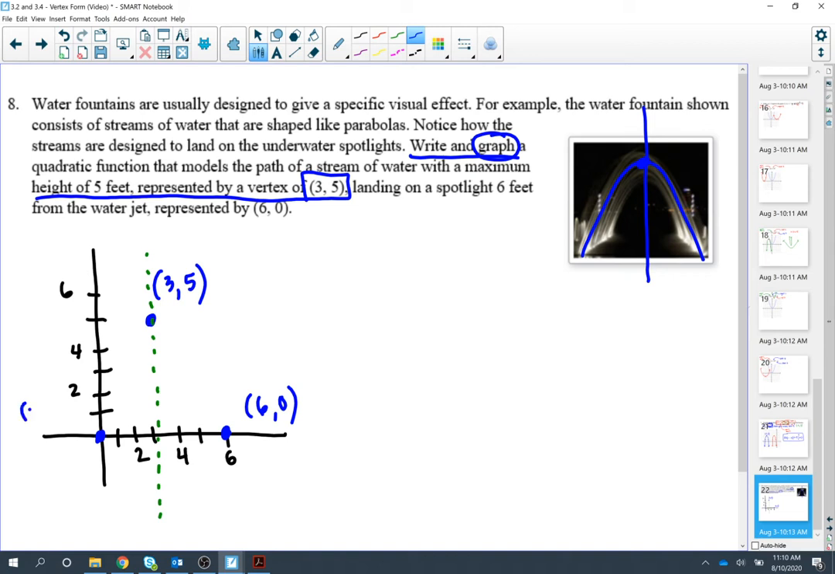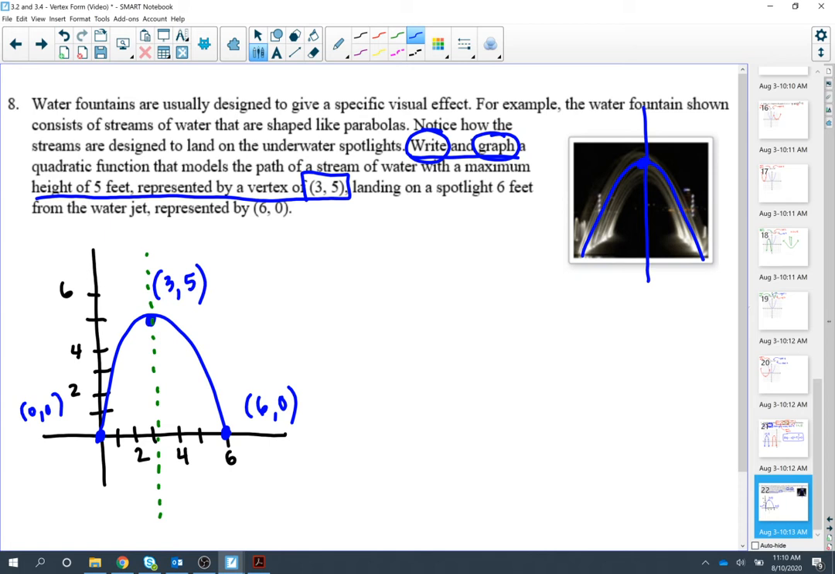which means this particular water stream is coming out of the ground, going up to the vertex, and then going back down to the ground. And again, it should look symmetric. I apologize, I'm not the greatest artist, but that is your water stream. So when it says graph, we're good with our graph. We have our water stream, it's been graphed. But now we need to write the function.